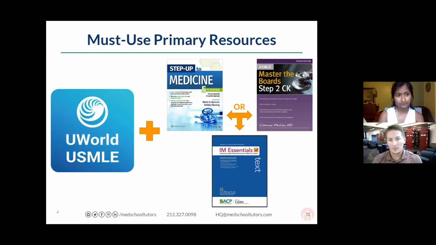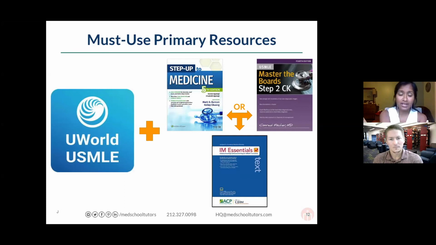Personally, I find that Step Up to Medicine is a little bit more detailed. Master the Boards is a little bit more for getting the core concepts down. It's a little bit less depth than Step Up to Medicine. Pick your poison depending on what works best for you if you've happened to see both of them. If you want the more rigorous resource, probably Step Up to Medicine. Anything to add about those resources?